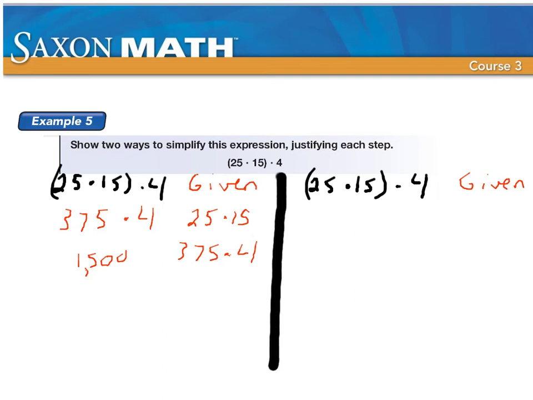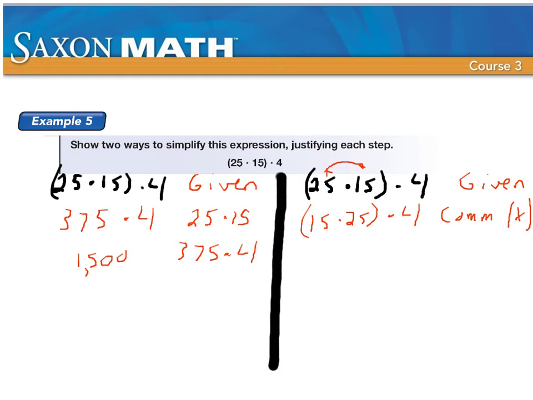So first thing I could do is take these two things and flip them around, and make this 15 times 25 times 4. And do you remember what property that was? That was the commutative property of multiplication. So I'm writing the commutative property of multiplication. Make sure you specify. It's not the commutative property of addition, it's the commutative property of multiplication, because we're multiplying. It means that we can take those two numbers and flip them around.